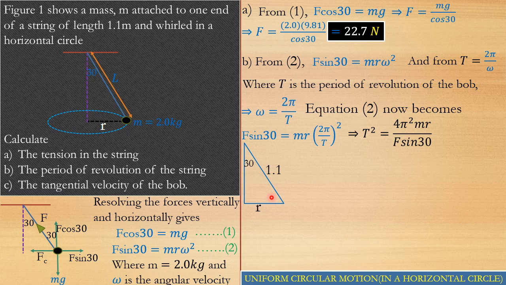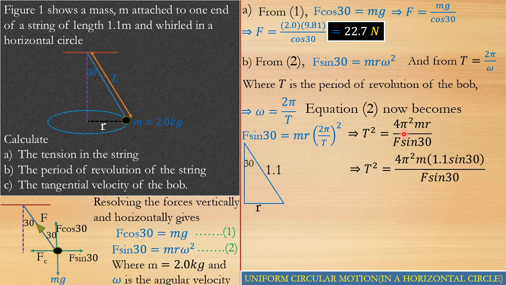So friends, we need to get an expression for r. We know that sine of 30 degrees is the same as opposite over hypotenuse. That therefore means the opposite in this case, which is r, has to be the same as hypotenuse times the sine of theta. Hypotenuse is 1.1, so this is our r. So we are going to have our T squared to be 4 pi squared M times r, which is what?